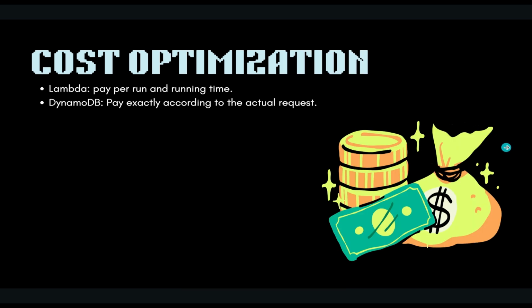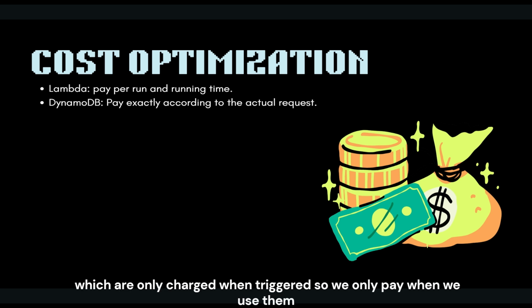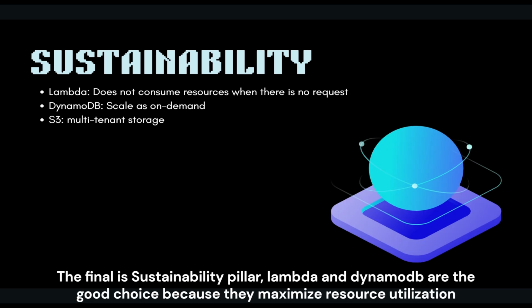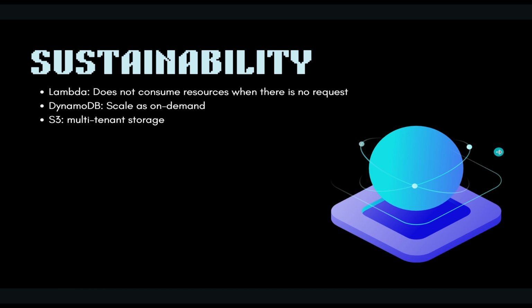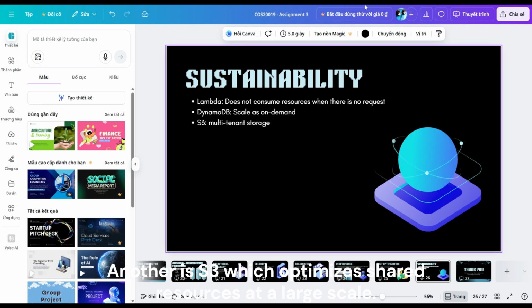For the cost optimization pillar, our architecture provides services such as Lambda and DynamoDB. We are only charged when we trigger them, so we only pay when we use them. We are much cheaper when compared to a traditional server-based architecture. The final one is the sustainability pillar. Lambda and DynamoDB are good choices because they maximize resource utilization. Another is S3, which is optimized to share resources at a large scale.